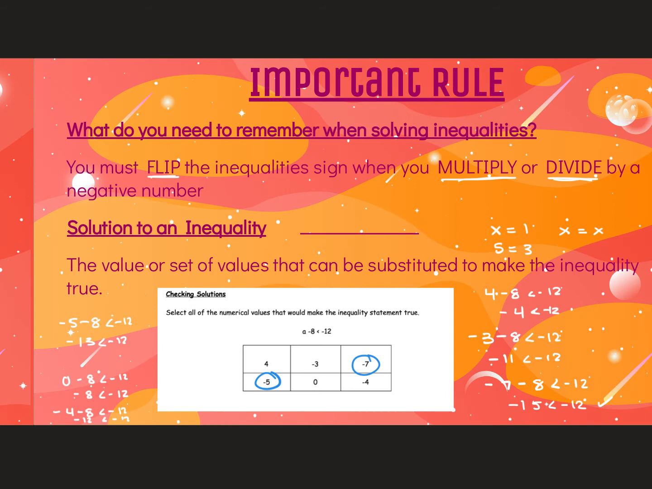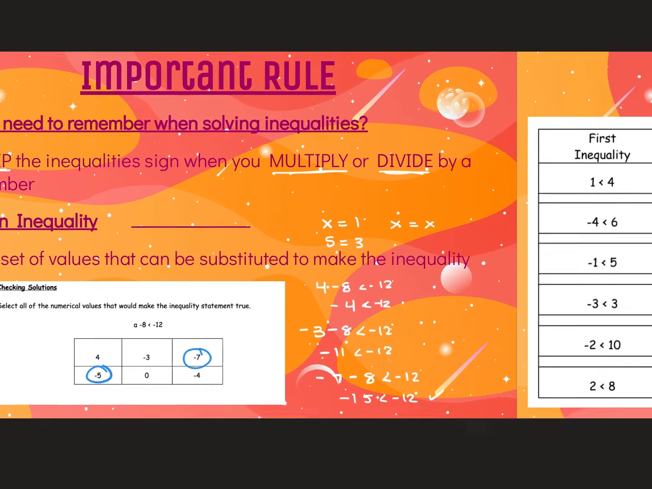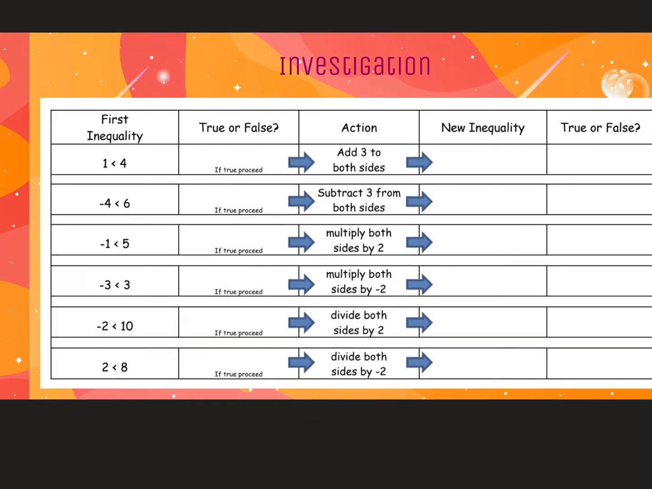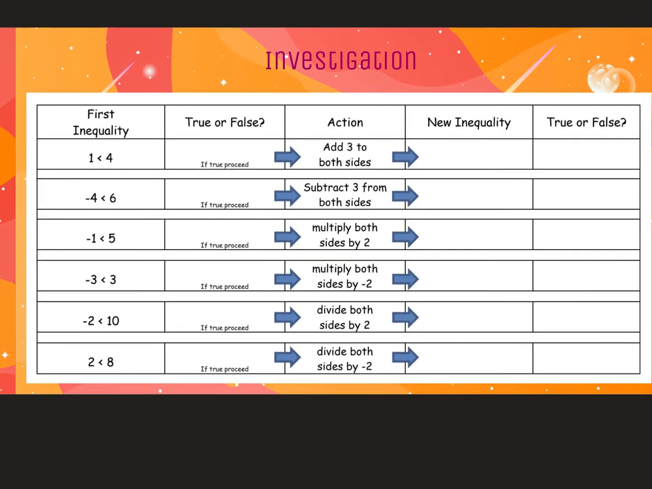Now we're going to look at why we have to flip the inequality sign when we multiply or divide by a negative number. We're doing a little investigation. They give us our first inequality of 1 is less than 4. Is it a true statement that 1 is less than 4? Absolutely. Now we're going to add 3 to both sides. So 1 plus 3 is 4, and 3 plus 4 is 7. Is 4 less than 7? That is true.